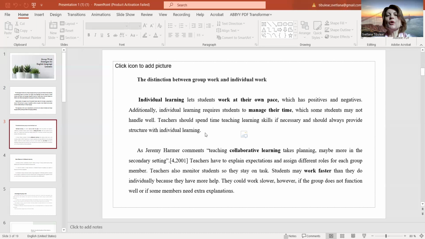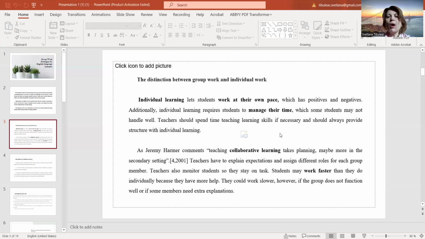Additionally, individual learning requires students to manage their time, which some students may not handle quite well. Teachers should spend time teaching learning skills if necessary and should always provide structure with individual learning.